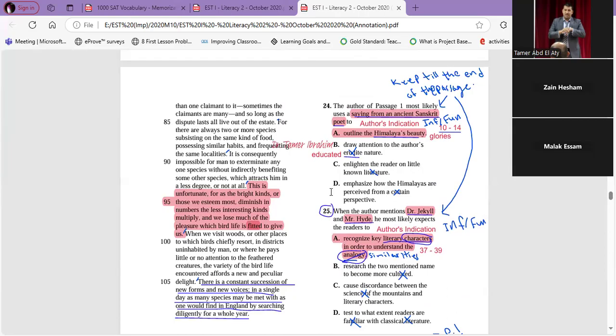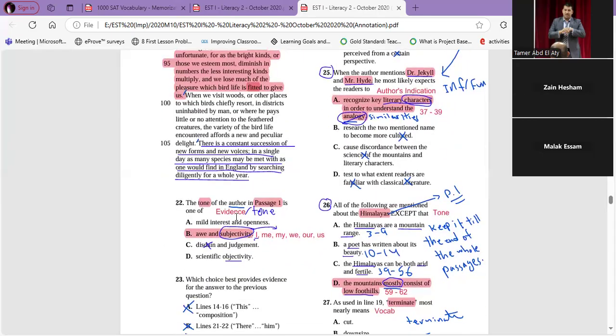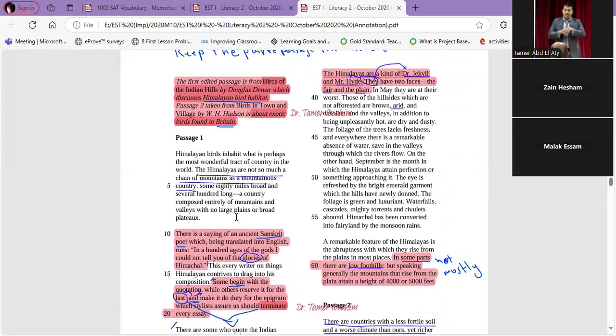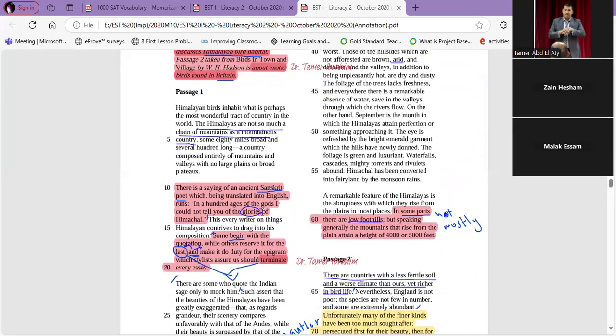But just wait, Dr. Tamer, you told us you're going to read it. Maybe you read it before. He said the author of passage 1 most likely uses a saying from an ancient Sanskrit poet. Wait, I think I read something that relates to the Sanskrit poet. I read it. Yes, here, the part that I extended.